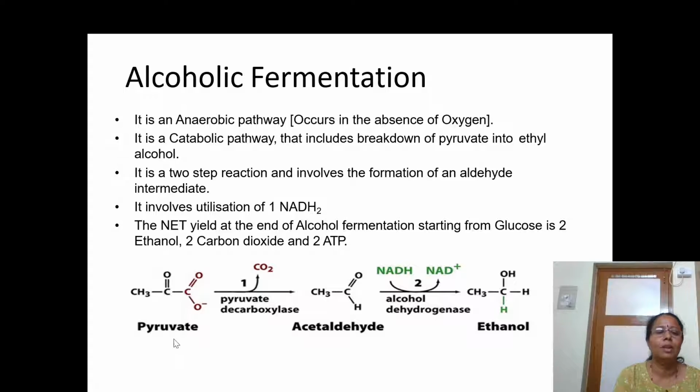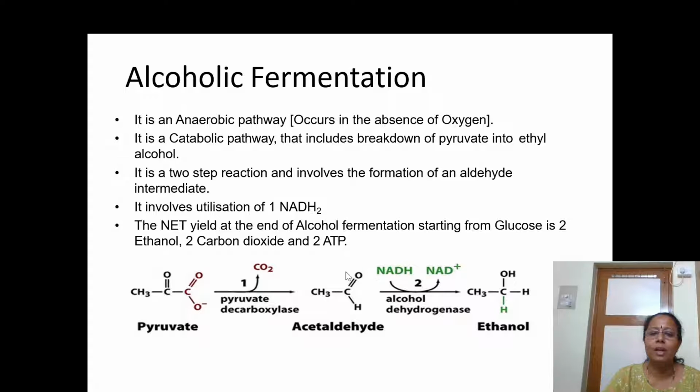This is your pyruvate, CH3COCOO minus, converted into acetaldehyde. What has happened here? This CO2 is removed. So, it's a decarboxylation reaction catalyzed by the enzyme pyruvate decarboxylase. And this acetaldehyde is now converted into ethanol.